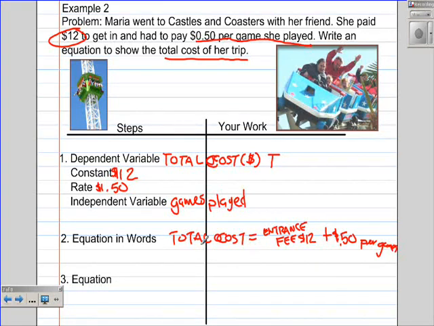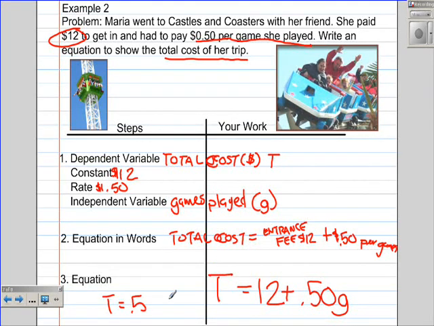So can I write this out in an equation? Sure. So what variable am I going to use for games? I'll use G for game. I have T for total cost. So the total cost is equal to $12 plus 50 cents per game. So there's my equation. And once again, I could rewrite that so that T is equal to 0.5 G plus 12. I don't even need the 0, I can just have .5 G plus 12. So there's lots of different ways I can simplify that for my needs. But I'm just going to leave this T equals 12 plus 0.5 G.